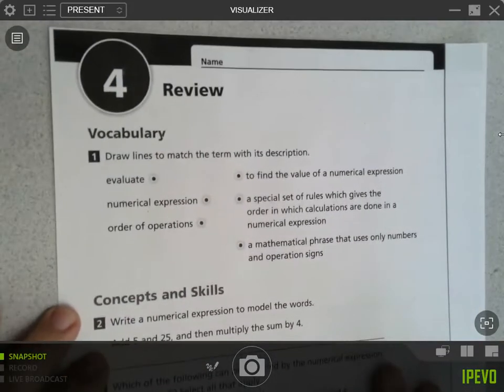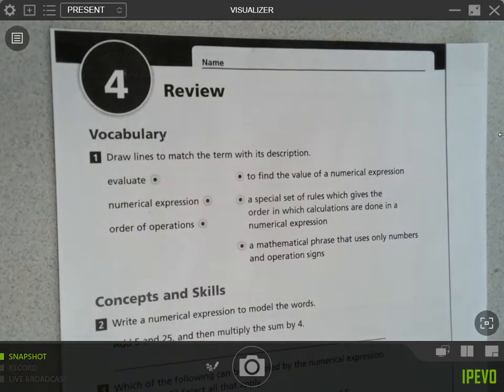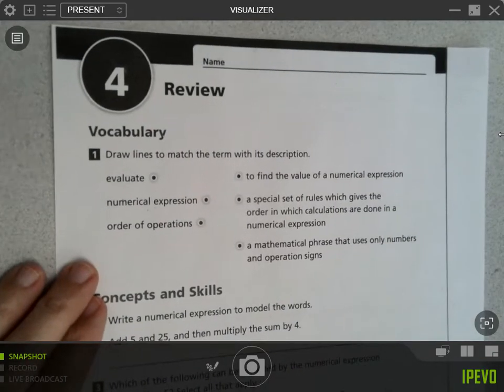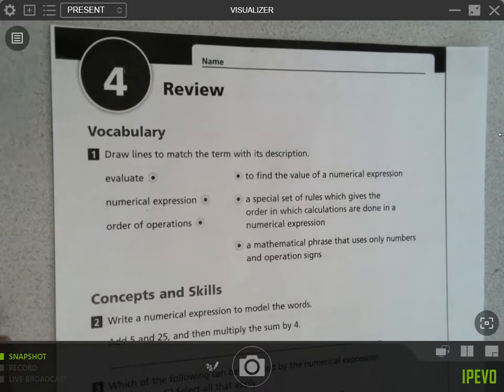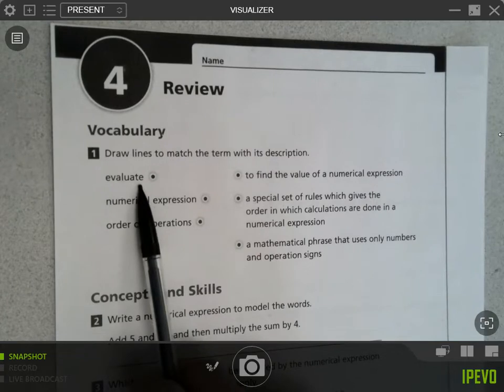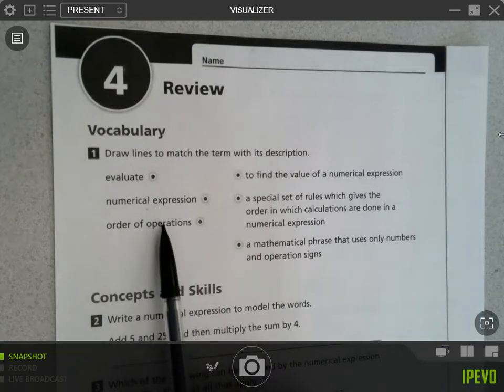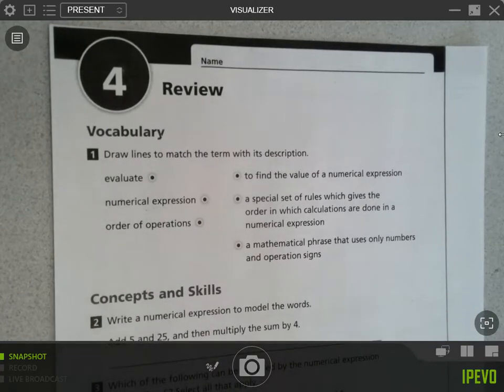Here is our review for Module 4. Have you already done it? Are you checking your answers or are you working with me? Let's start either way. We had some vocabulary terms. We had evaluate, numerical expression, order of operations.